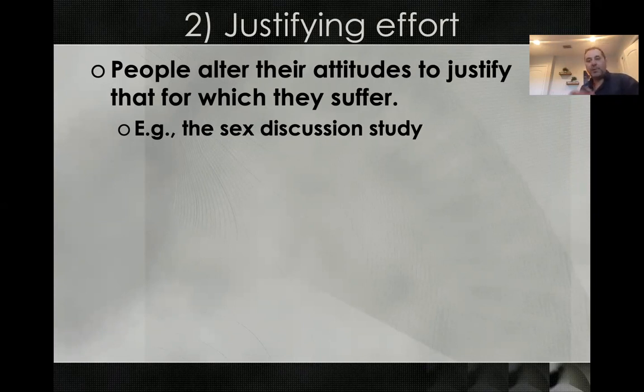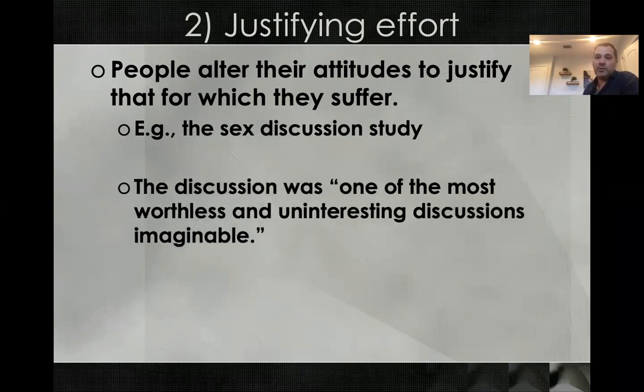Now, when they join the group, they're going into a private booth and they put headphones on, and they're told because it's their first time, they're just going to be listening to the group discussion, when in reality, they're hearing a recorded conversation. And the recorded conversation they're hearing is described by the researchers themselves as one of the most worthless and uninteresting discussions imaginable. Okay, just an incredibly boring discussion.